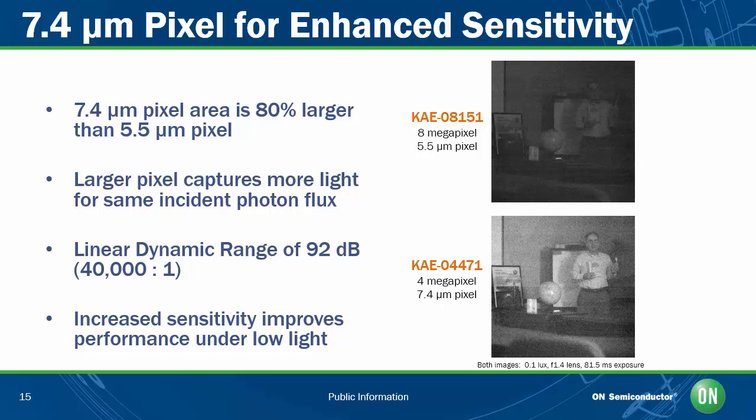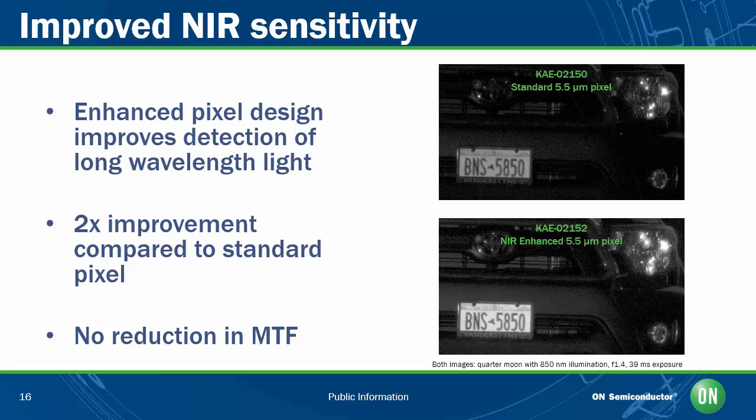Another option available in this portfolio is to use a pixel design that enhances detection of near-infrared or long wavelength light. This is an improvement that we recently made in our standard Interline Transfer CCD portfolio, and now we're extending this into the Interline Transfer EMCCD portfolio as well. This new pixel design doubles the image sensor sensitivity for near-IR wavelengths like 850 nanometers, which can be really important in applications that are working in detecting near-infrared light.